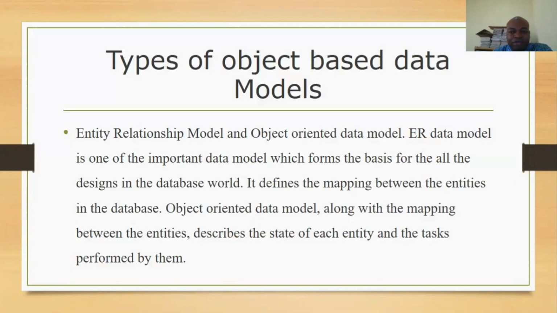Types of object-based data model. So, still looking at the entity relationship data model and the object-oriented data model. The entity relationship data model is one of the important data models which forms the basis for all the other designs in the database world. It defines the mapping between the entities in the database. The object-oriented data model, along with the mapping between the entities, describes the states of each entity and the tasks performed by them.